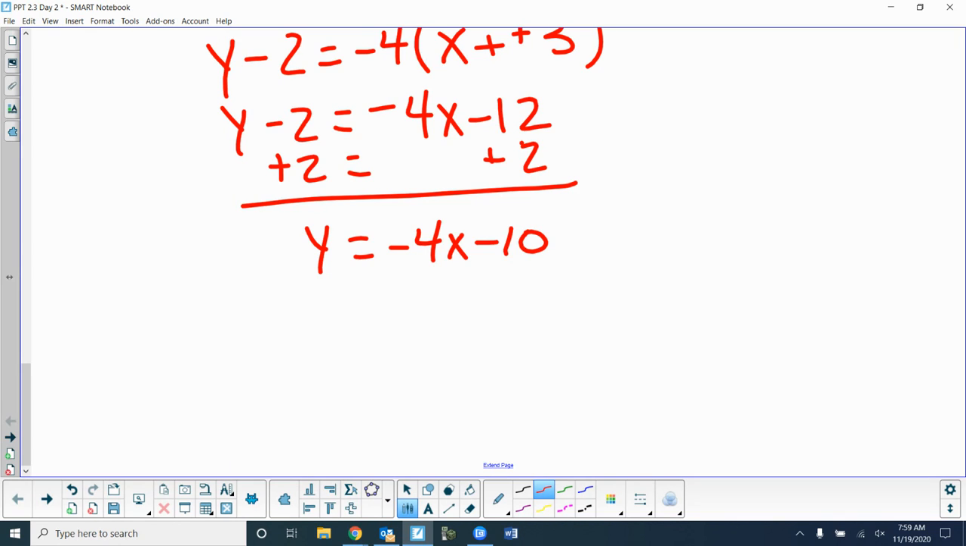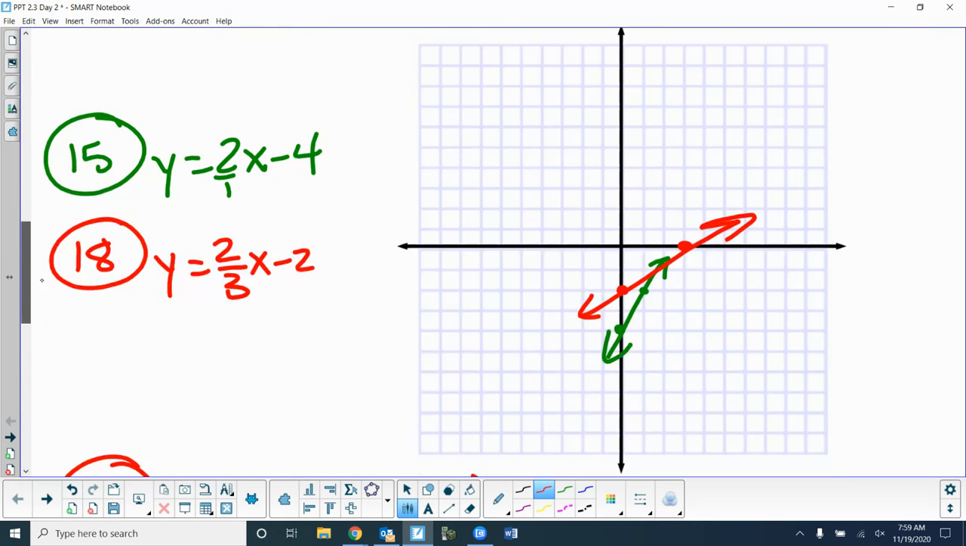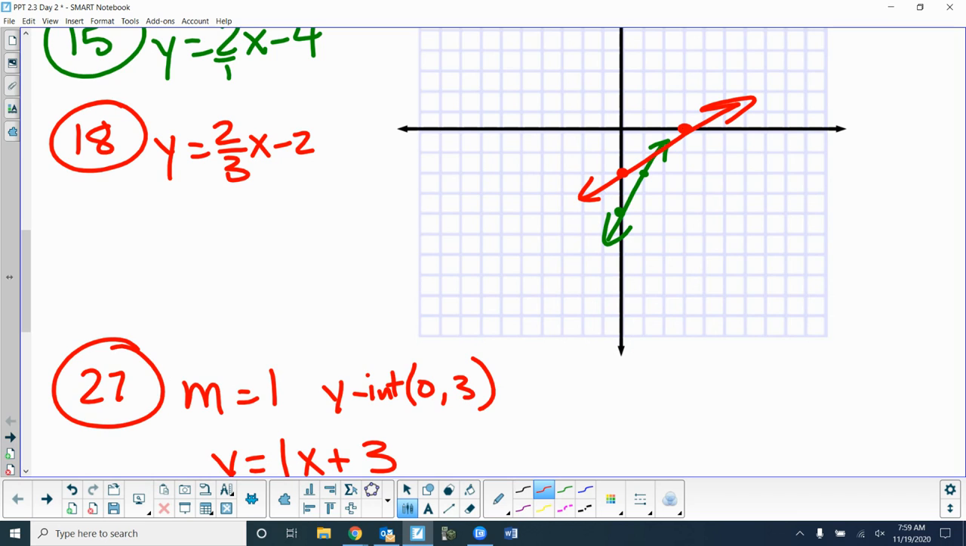And then 36, they gave you 2 points, like the warm-up. Actually, that was the one, no, that wasn't the one, was it? Different points, I think they gave, yeah, the different points. So it was like that one. You had to find the slope first. Then you get y equals 2/3 x minus 28/3. Do you have any questions on those types of problems? Should be pretty easy for you.